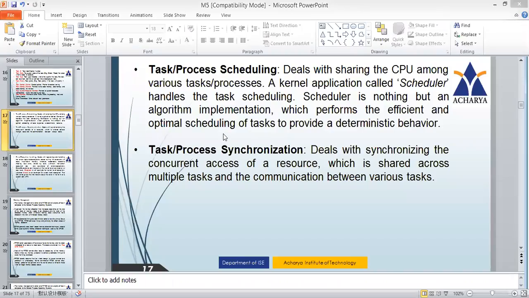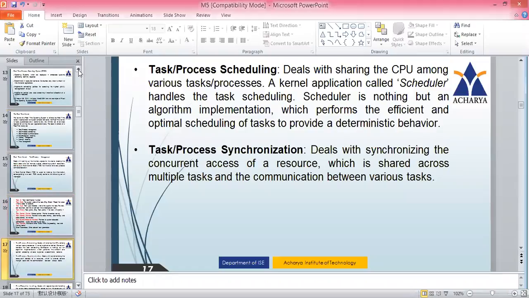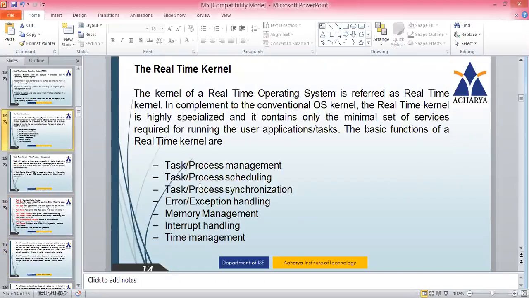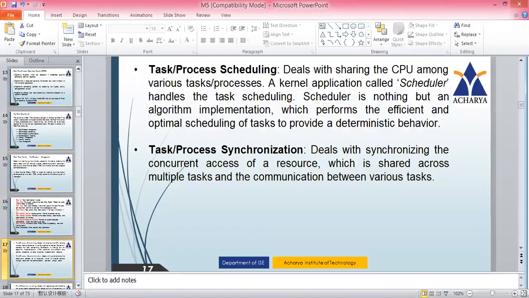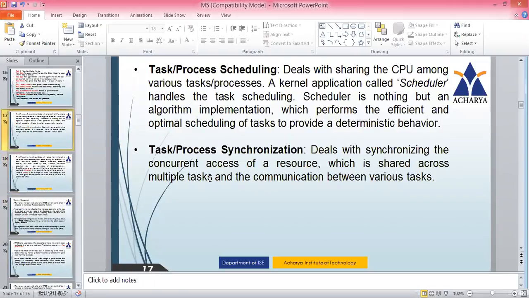So the next type of service is process scheduling. We had done process management. So the next one is process scheduling. So we will see how the processes are scheduled here.